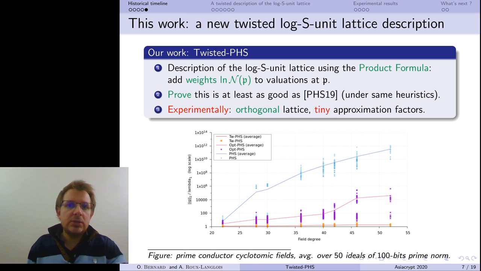So what you can see here in the graph is that the orange curve corresponds to twisted PHS, and the approximation factor grows very, very slowly with the degree. And in degree 52, we are nearly at 1.8. And the blue curve, this is featuring the PHS approximation factor, and you can see that at degree 52, we are already at an approximation factor of 10 to the 11.